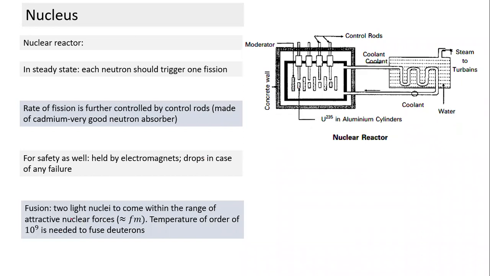This is fission. What happens in the case of fusion? In fusion, two light nuclei come within the range of attractive nuclear forces. Until they come within the nuclear forces, the force acting is repulsive. The moment they come to a distance of the order of a femtometer or Fermi, attractive forces start acting and they come and fuse together. Two smaller nuclei fuse to form a larger nucleus. The larger nucleus has higher binding energy and a lot of energy gets released.